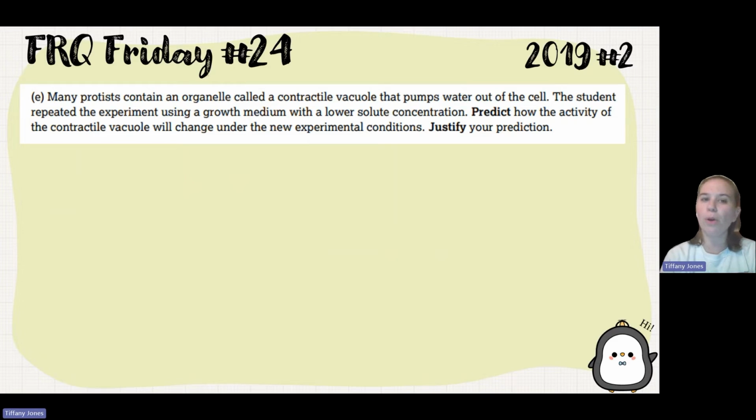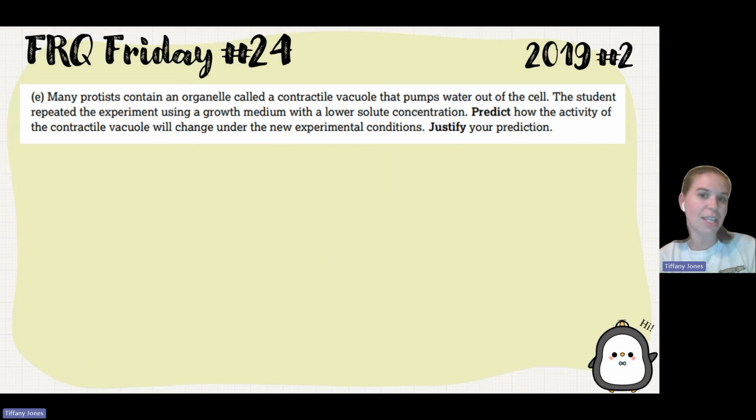And then part E: most protists contain an organelle called a contractile vacuole that pumps water out of the cell. The student repeated the experiment using a growth media with a lower solute concentration. Predict how the activity of the contractile vacuole will change under the new experimental conditions. Justify your prediction. So if the new growth media has lower solute concentration, that means the solution is now hypotonic in comparison to the cell, and the cell would be hypertonic in comparison to this new environment. Since the environment is hypotonic, water is going to move from hypotonic to hypertonic, so the water is going to move into the cell.